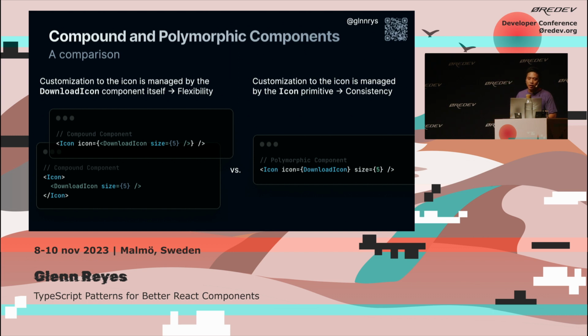Whereas with a polymorphic component, you may have the customization on its primitive. So instead of passing the icon as an element, you pass the icon as a component, and you pass the customization of this component with size or maybe color. So in this case, I only have size.